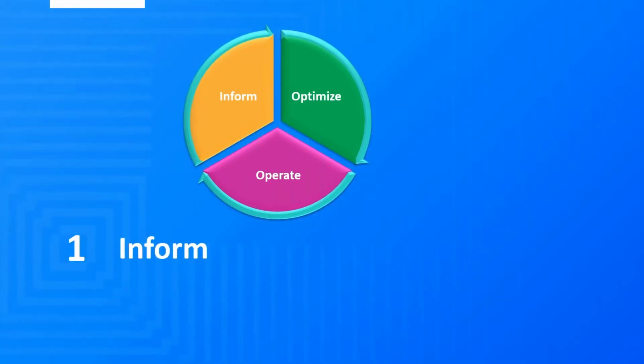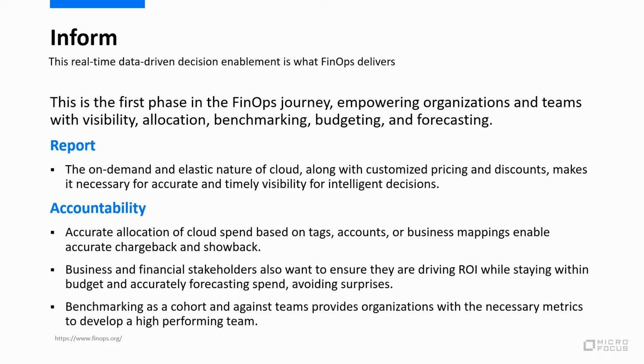So with this, let's start with inform, which is the first phase. So what is inform? Like I mentioned, if you're able to make a wise decision, you can do it based on the data, and that's what FinOps delivers. It should be real-time data, just in time, not historic. Inform is the first phase in the FinOps journey, and it helps them to give visibility, allocate the budget, and even benchmark and forecast.